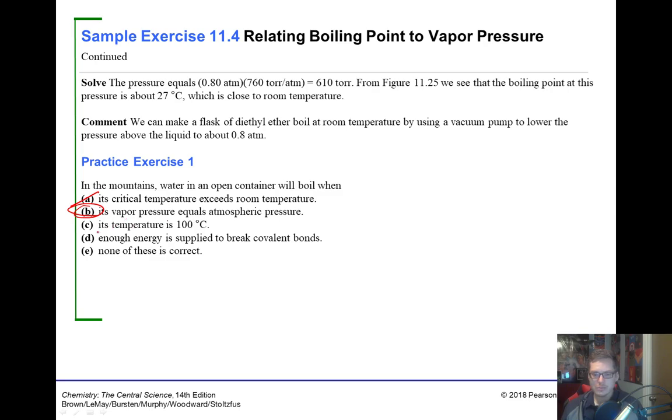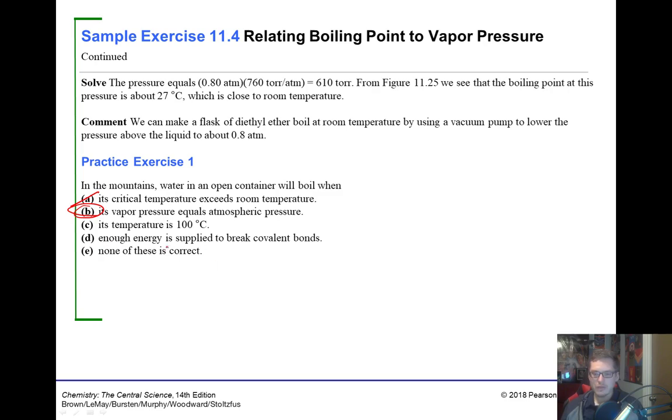Let's check the others, see if there's more than one. Its temperature is 100 degrees Celsius. Well, it should be past boiling at 100 because this is the definition at normal atmospheric pressure. Okay, so technically it should be boiling, but that's not quite the best answer. B is better than that because we're going to boil before we reach 100. In fact, if we reach 100, we won't have any liquid left at all. Remember our heating curves. Remember our water cannot get hotter than its boiling point until it's no longer a liquid.